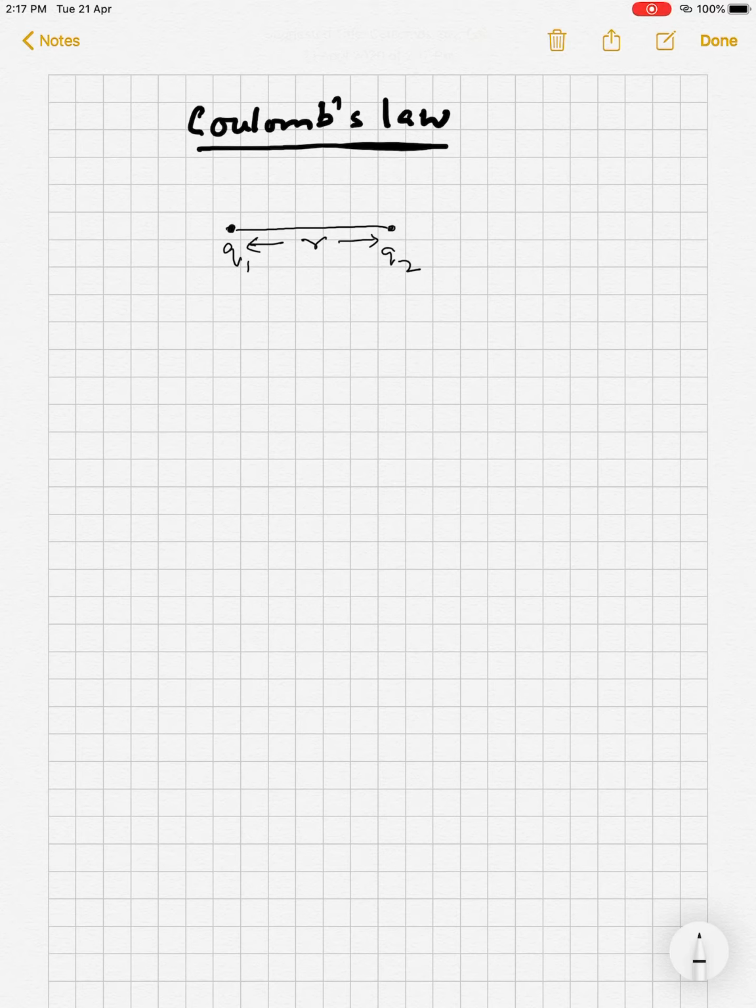If the distance between these two charges is R, then according to Coulomb these 2 point charges will exert a force on each other. So according to Coulomb, the force is proportional to the product of the magnitude of the charges, and this force is inversely proportional to the square of the distance between them. So combining these two, we will get F proportional to Q1 Q2 upon R square.